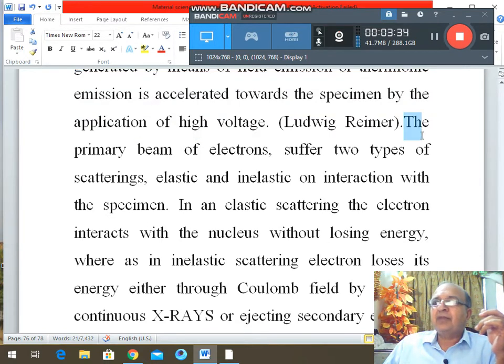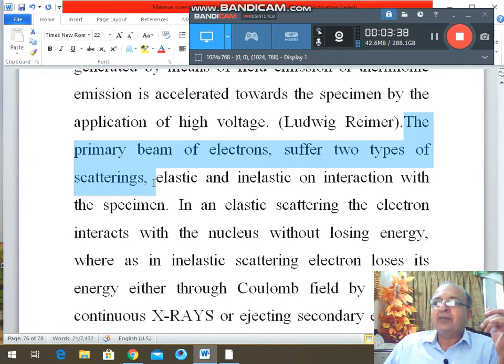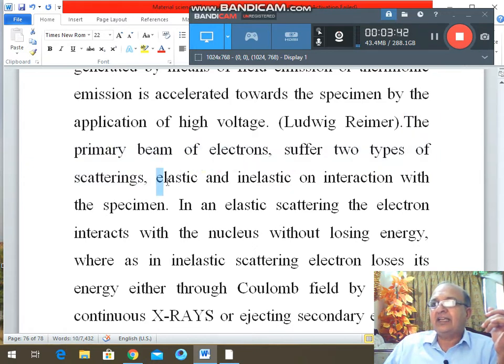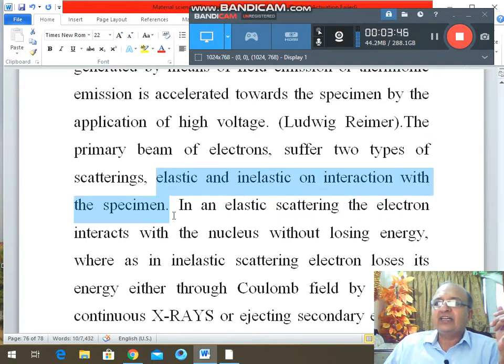So, the primary beam of electrons suffers 2 types of scattering on interaction with the specimen. One is elastic scattering and the other is inelastic scattering. Elastic and inelastic, you are clear of it. When something falls on a surface and there is no change in energy and momentum, then it is called elastic collision.